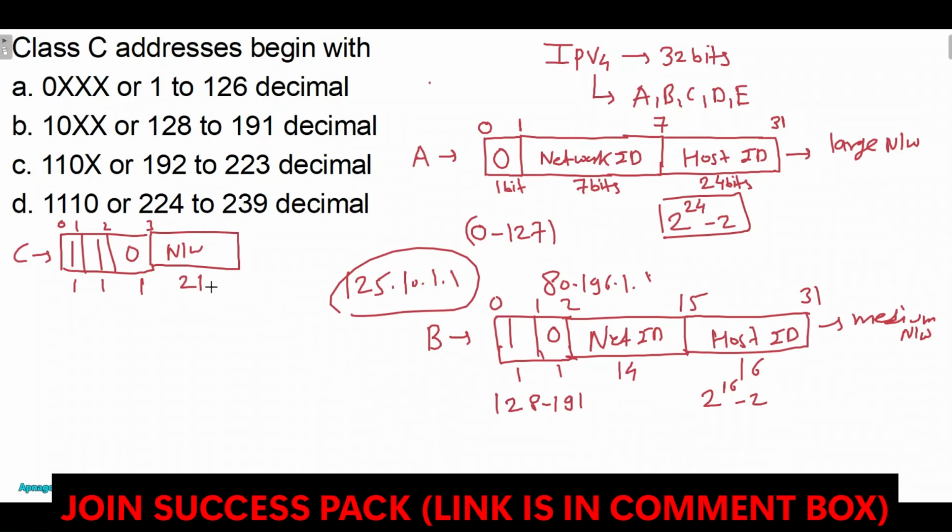Okay, how many bits are there for network ID? That is 21 bits for network ID. And for host, we have the remaining 8 bits. Okay, just calculate 21, 8, 29, 30, 31, 32. Okay, 32 bits. Then here we have 31.